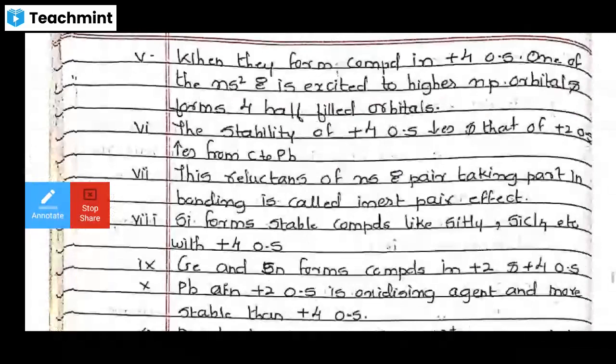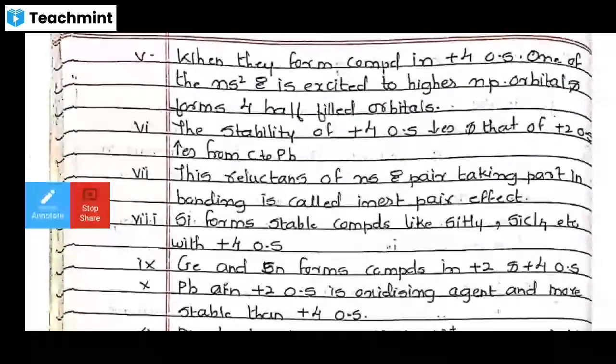So when they form compounds in the plus 4 oxidation state, one of the ns2 electrons is excited to a higher orbital, giving 4 half-filled orbitals. So the stability of the plus 4 state decreases and that of the plus 2 oxidation state increases from carbon to lead. This reluctance of the ns electron pair to take part in the bonding is called the inert pair effect.